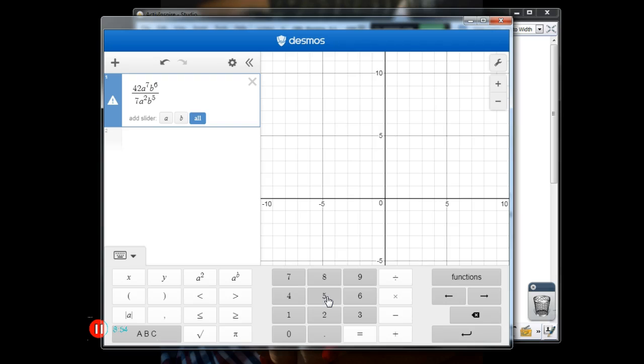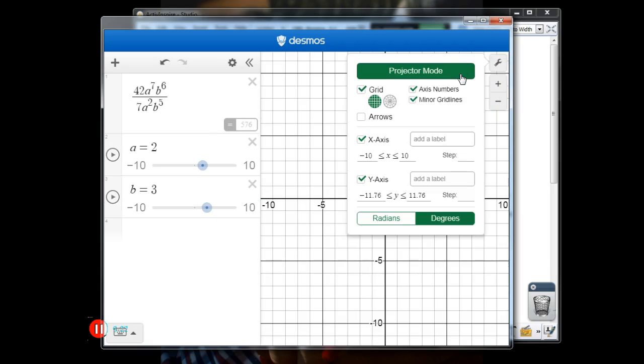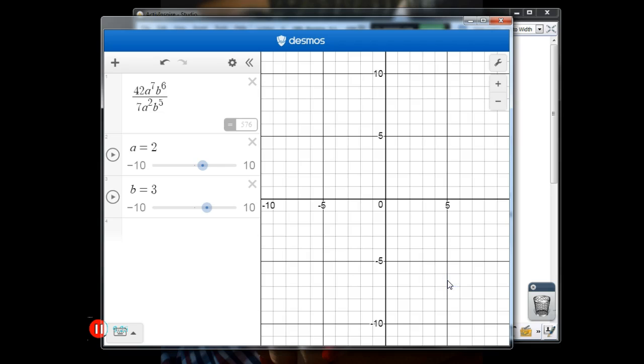Now, you see where it says add slider? You're going to click on all. Right now they're both on 1. Depending on how many variables you have, you're going to start at 2 and then go to 3, 4, 5. We don't want 1. So this one we're switching to 2, and this one to 3. And you don't want them to be the same either. Okay, so it gives you this numerical value of 576.